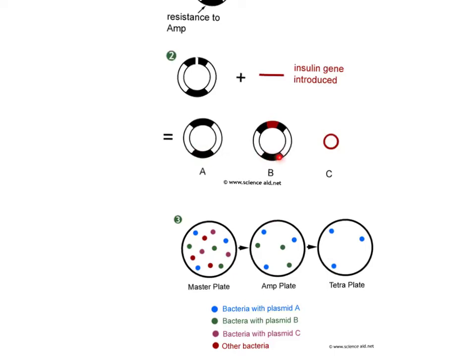What we then do is replica plate that onto another agar plate which has tetracycline antibiotic in it, and that will kill off our target bacteria. So what we know, therefore, is that these bacteria on the second plate are the ones that we actually want. That's how we identify the bacteria that have taken up the plasmid with the target gene for making insulin in it.